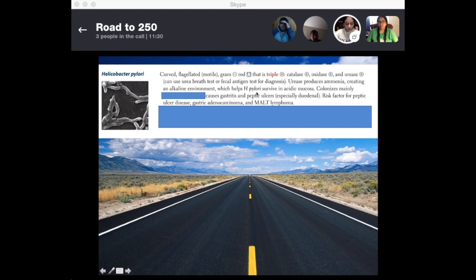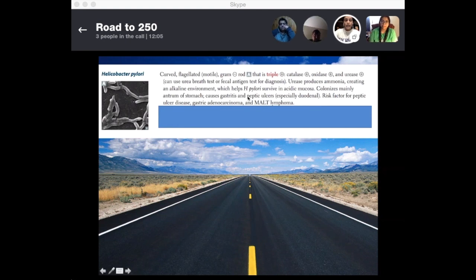But the most accurate test for diagnosis of H. pylori is actually biopsy. And I am going to go over that in a little bit. But to continue, where does H. pylori mainly colonize within our organs? Antrum? Yeah, antrum of the stomach, and that's quite characteristic as well.